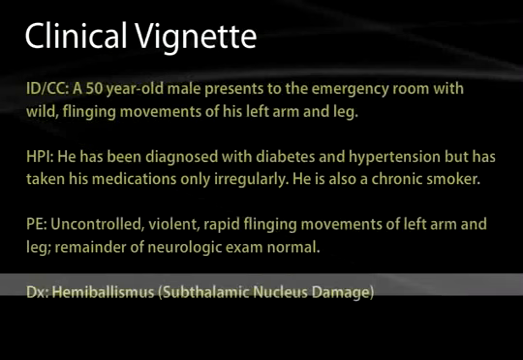So these movements would be termed hemiballismus, ballistic movements of the arm that are uncontrolled. And the most likely lesion here is in the subthalamic nucleus. So subthalamic nucleus leads to hemiballismus.